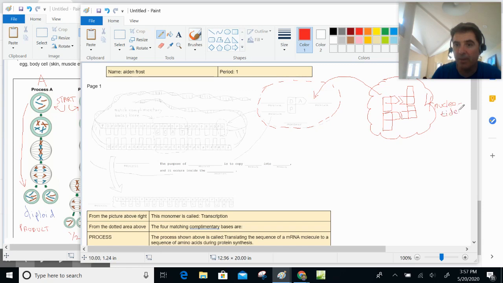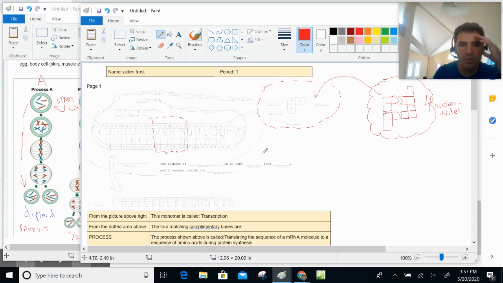Okay. How many monomers do you see here? There's a lot. How many monomers do you see inside here? There's more than 4. All right. Hopefully you can see there how many monomers are inside there.